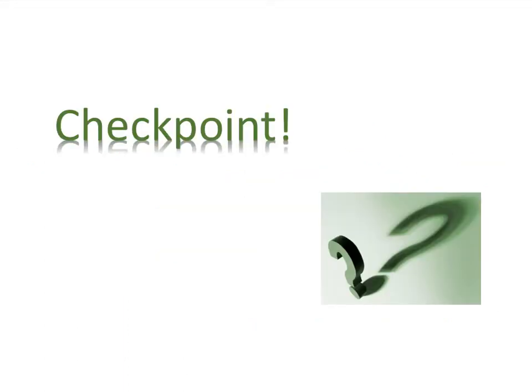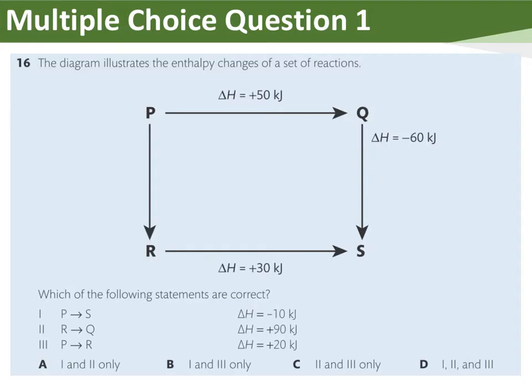So let's handle a checkpoint question. Take a look at this diagram. See what you can figure out. The diagram illustrates the enthalpy changes for a set of reactions. P to Q to S and P to R to S, two different paths. Which of the following statements are correct? Take a look, see what you can figure out. And the correct answer is A. So let's figure out some math.